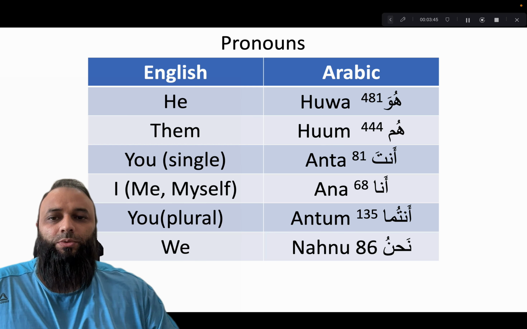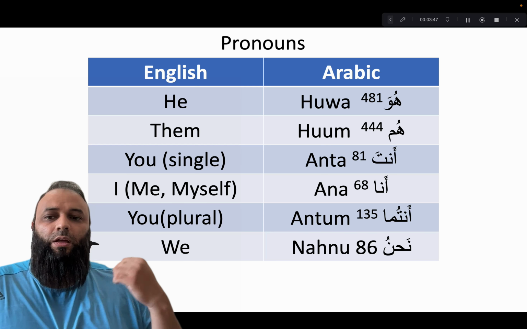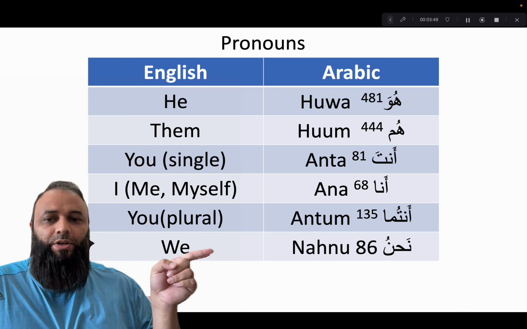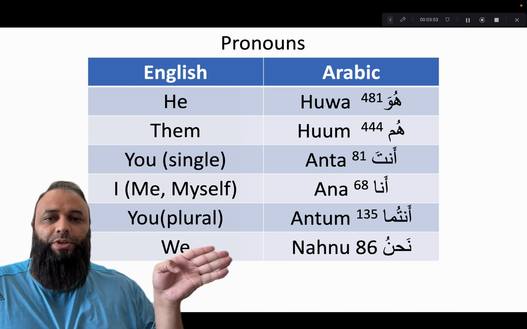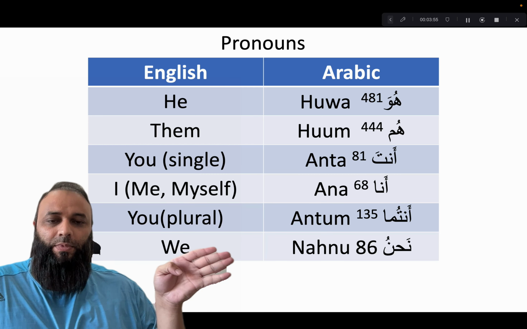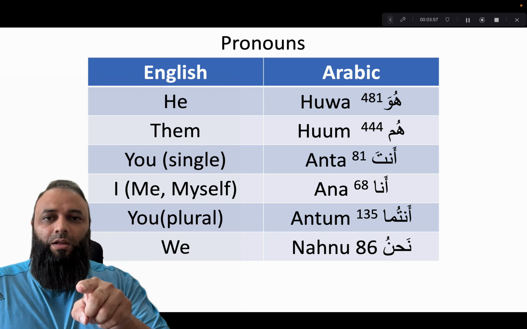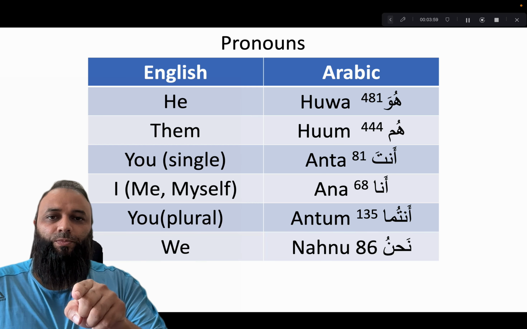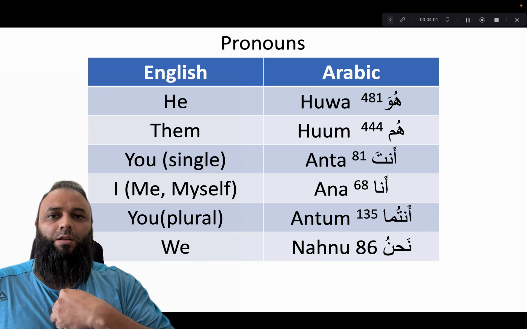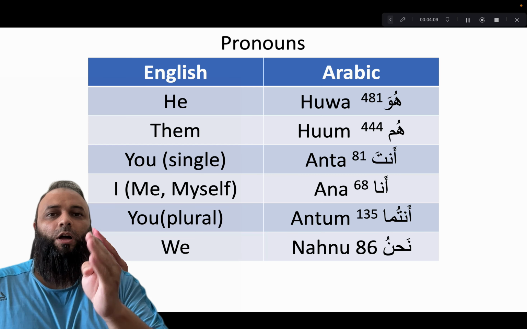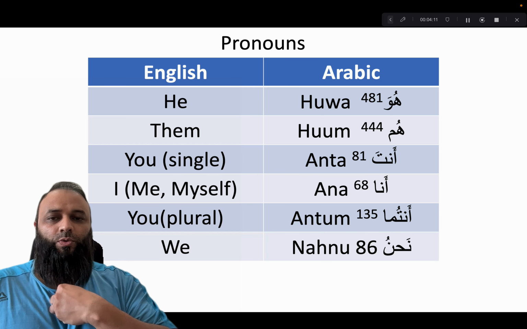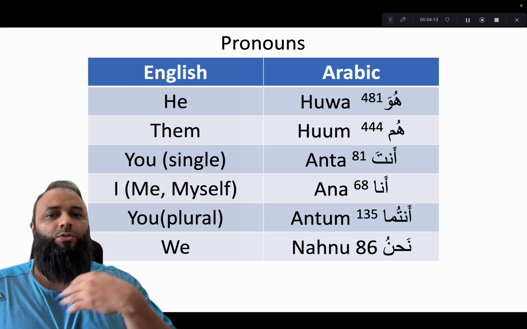Right? So let's do this again. Huwa, with one finger, is he. Hum, with 4 fingers, is them. Anta is you. Ana is me. Antum is you in the plural, so you all. Antum. And then you have nanu. Right? Nanu means all of us.